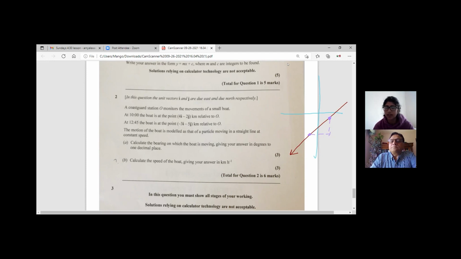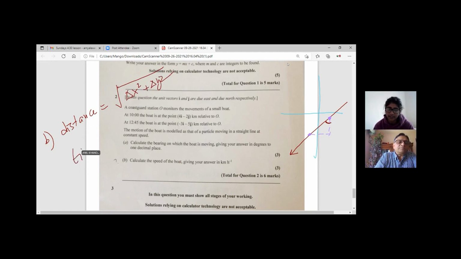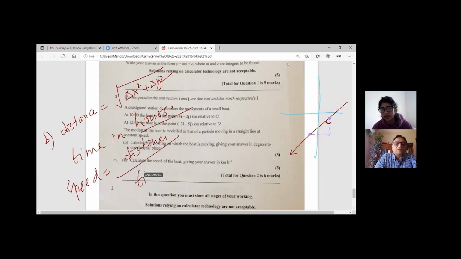And because I know with vectors the distance formula, I've already got 2 coordinate points, so just basically sub them in and start by calculating the distance of AB. Correct. So yeah, square root that, and when we got our answer, we had our distance, but then our time was between 10 o'clock and 12:45. But we have to make sure it's in hours because the units say kilometers per hour. And then when we find that time in hours, we just do speed equals distance over time, and then you get your speed of the boat in the correct units.